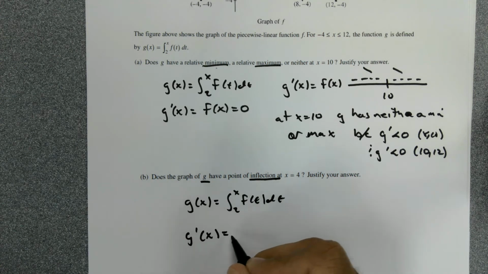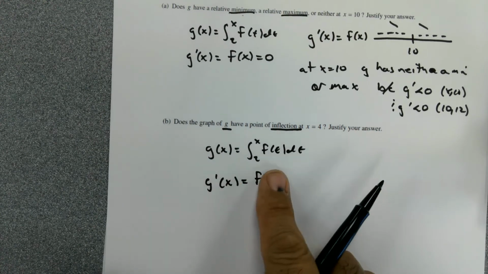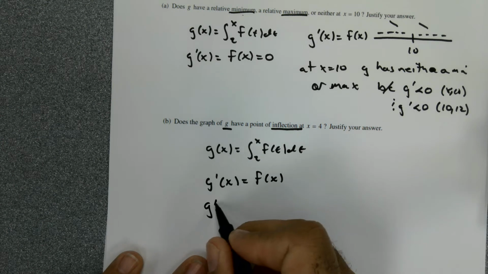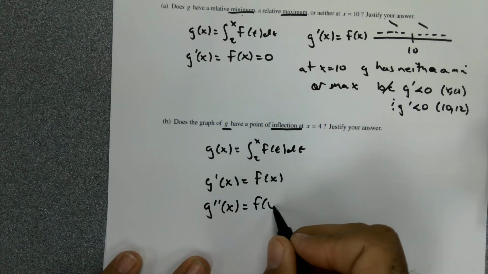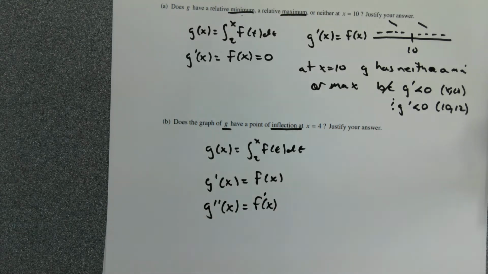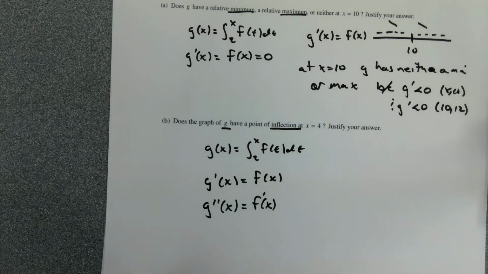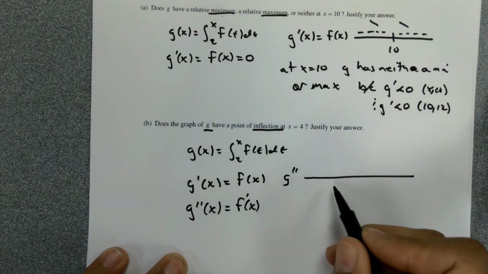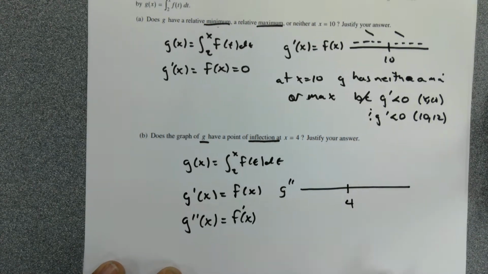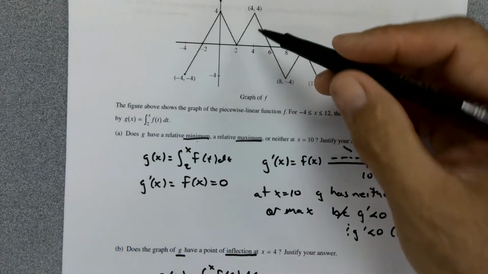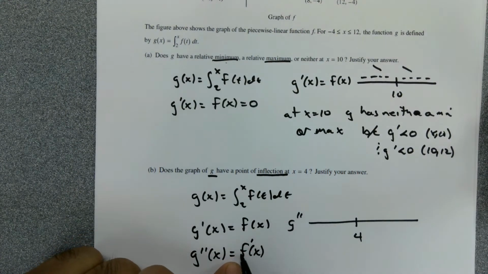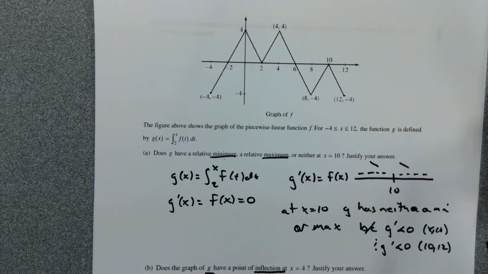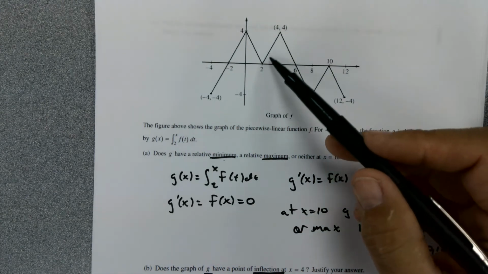So g prime of x is equal to f of x, using the second fundamental theorem of calculus, or the first fundamental theorem, whichever you want to call it. Now g double prime of x is equal to f of x. I'm sorry, f prime of x, because we're taking the derivative of both sides. Now I have to see what happens at 4. Since we're looking at g double prime, we're looking at f prime, so you have to make the connection that the derivative of f gives the slopes of this graph.